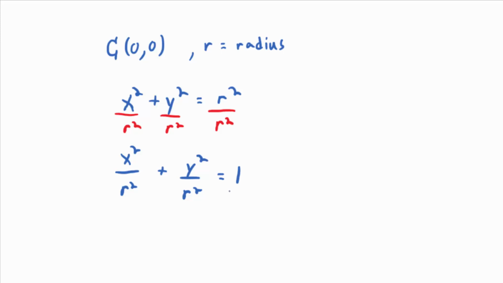Now, what do you think would happen if we replace this r squared with something just a little bit bigger, or maybe a lot bigger? Well, it would stretch out the circle in the x direction and create an oval shape instead of a circular shape. An ellipse is an oval-shaped curve.